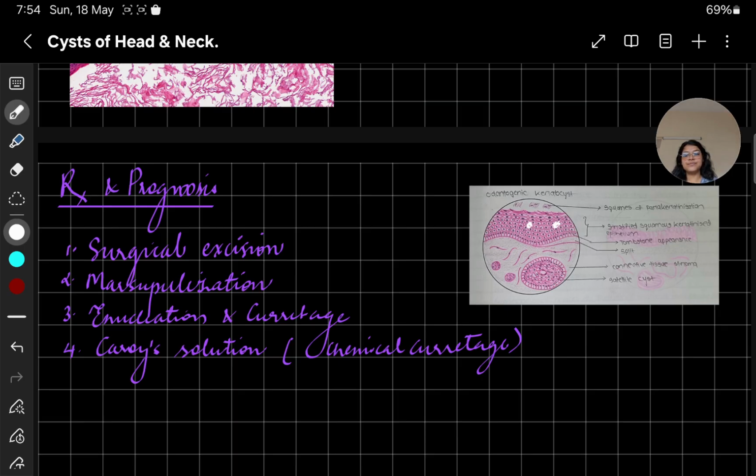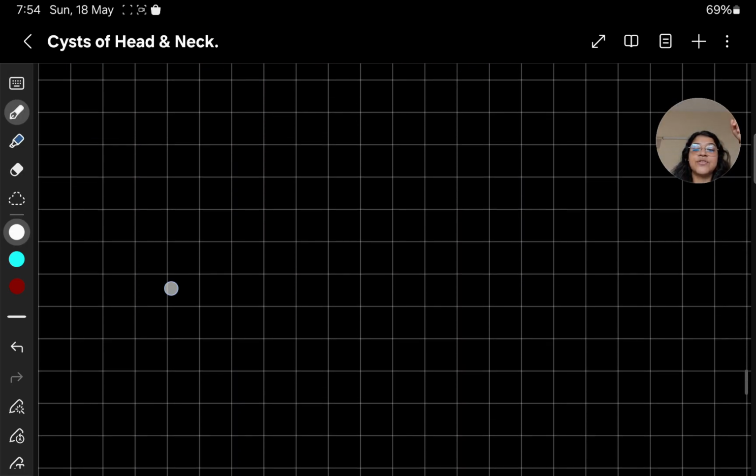Surgical excision. You will remove it, excise it. Marsupialization is where you create a window and you try to remove all of this through the window. Then you have enucleation and curettage, or you have Carnoy's solution, which is a chemical curettage. So you put this solution and you curette the lesion. Okay, this was about odontogenic keratocyst, but we still have nevoid basal cell left, so you just have a quick review of it.